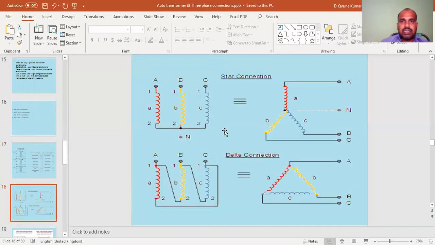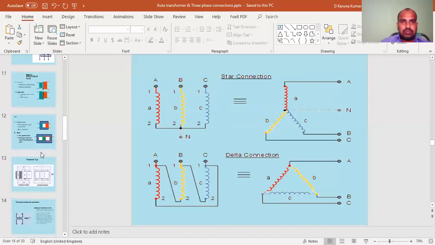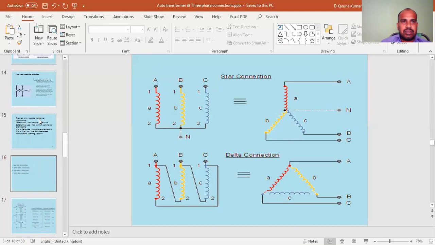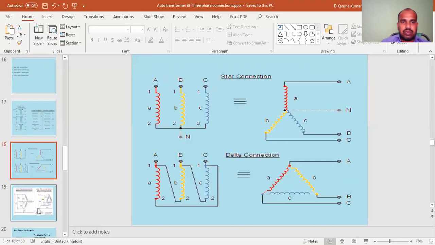The first one is star connection. The primary winding. Okay, this diagram is connected in star. This is called a star connection. The only nodal point is the combination of the three points, the neutral point. And delta connection means one end is connected to the next start. The starting end is connected to the ending end, and the ending end is connected to the starting end. Okay, this is a delta connection.